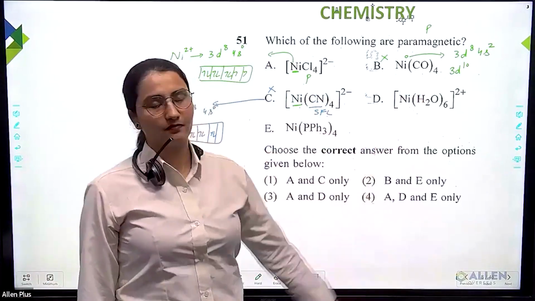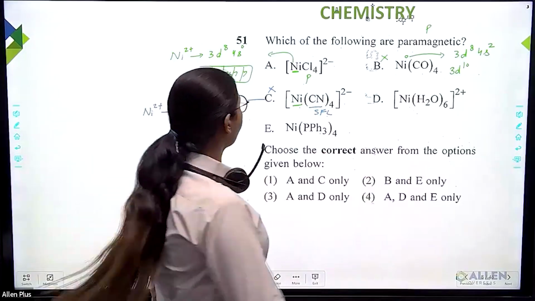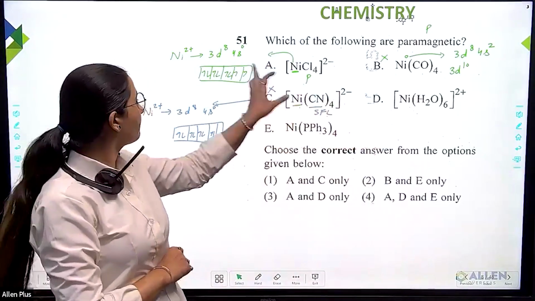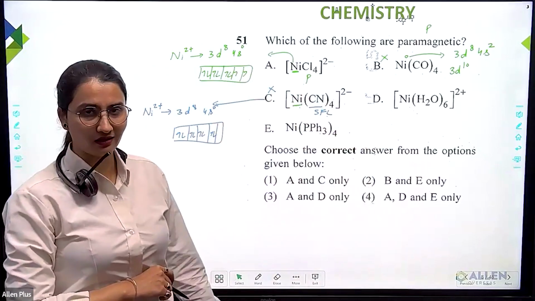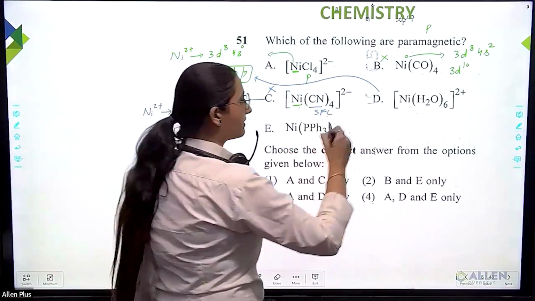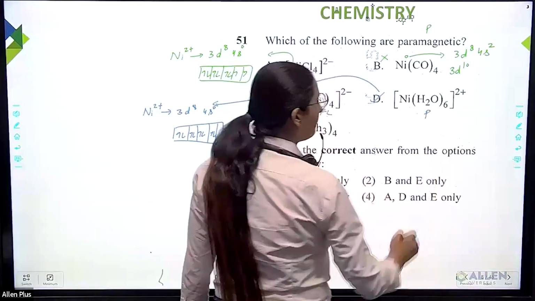Next, students, Ni in plus 2 state. What is configuration? We have already written. Here also H2O is what? Weak field ligand. No pairing. Means configuration would be like this only. So this is also what? Paramagnetic.